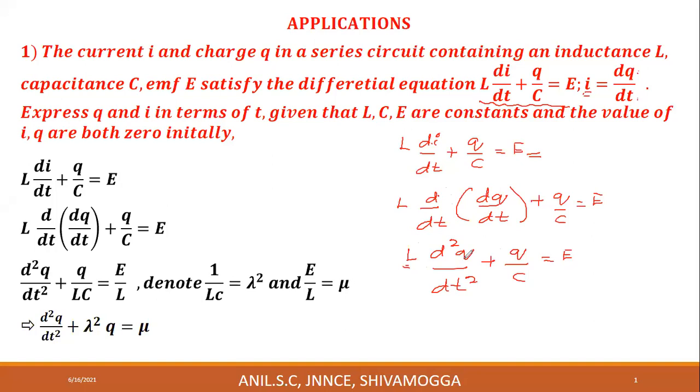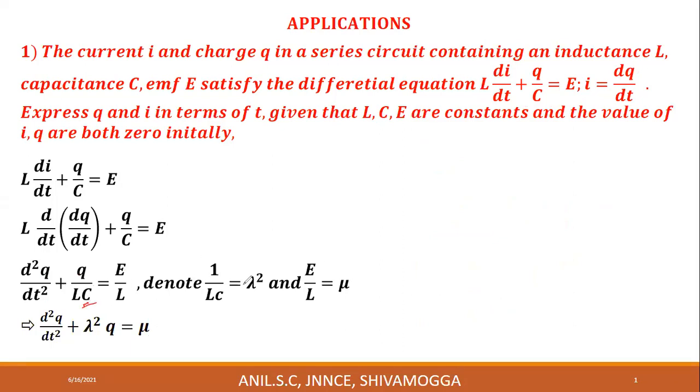Now let's eliminate this coefficient L. Divide the equation throughout by L. Resultant will be d square q divided by dt square plus q divided by L into C is equal to E divided by L. This is what I have written here. That is the given differential equation.